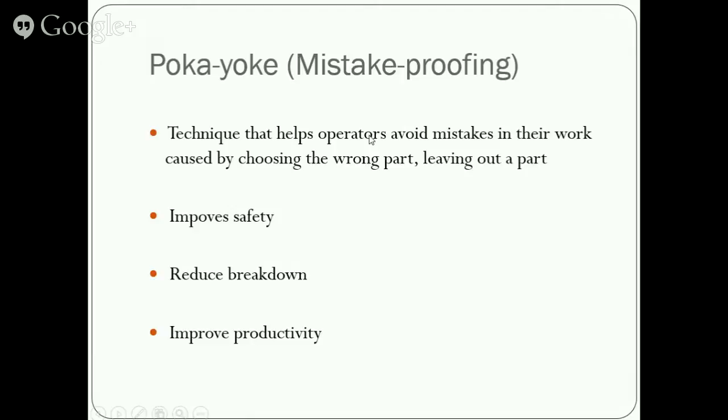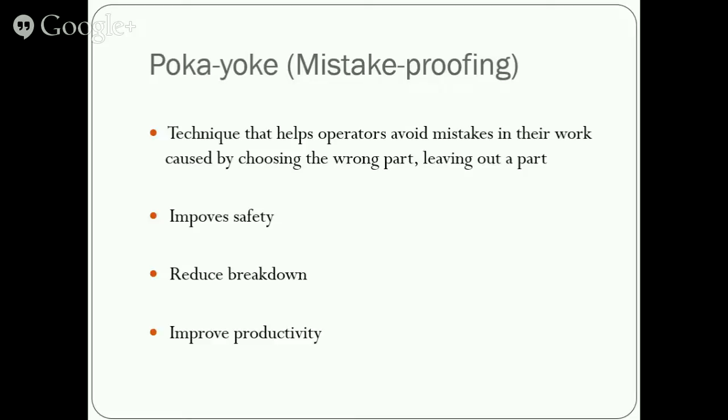in avoiding errors in their work caused by choosing the wrong part and leaving out a part, because this commonly happens in any industry, that while assembling different parts, the workers make mistakes. So this strategy talks about how I will make sure my errors are minimized, which can aim at improving my safety, improving my productivity, and reducing my breakdown. So overall, this strategy is aimed at minimizing my wastage, minimizing my mistakes, so that I can ensure a safe product to my customers.